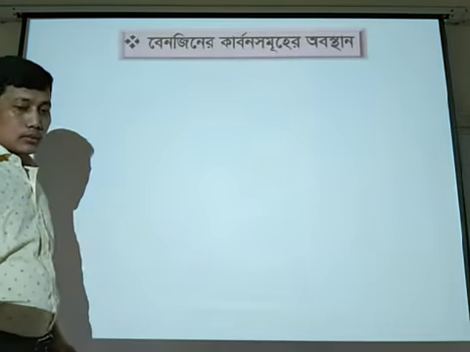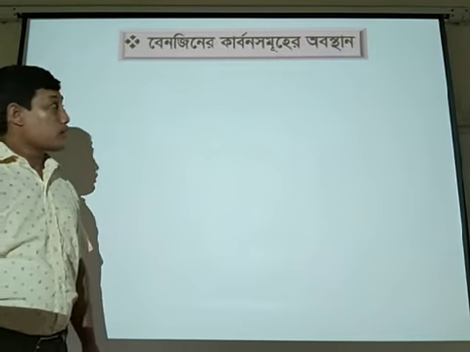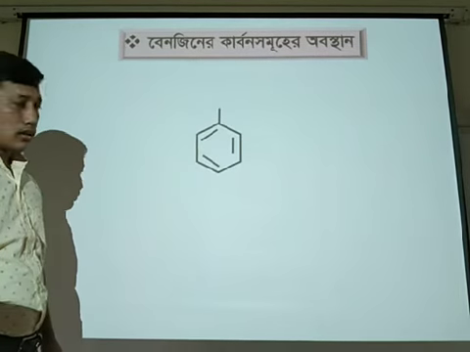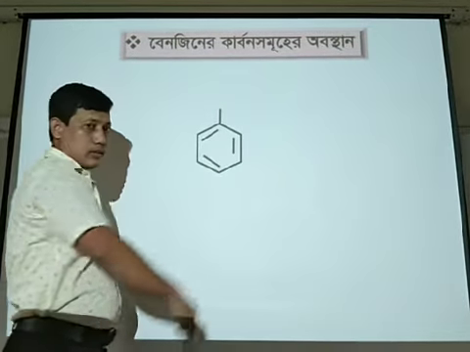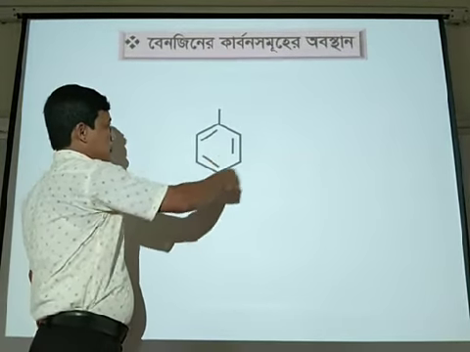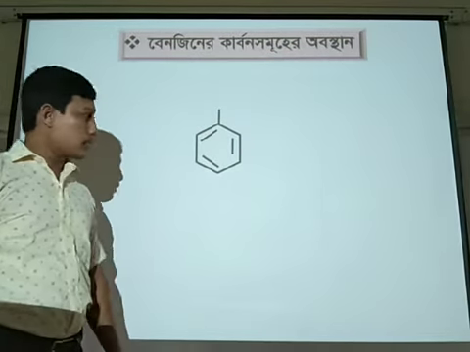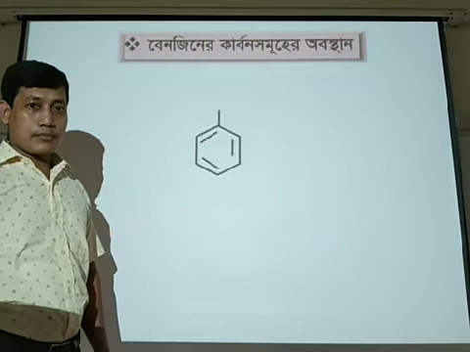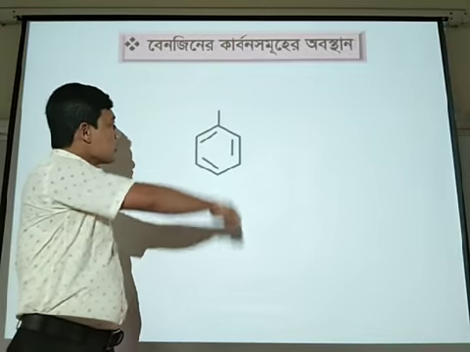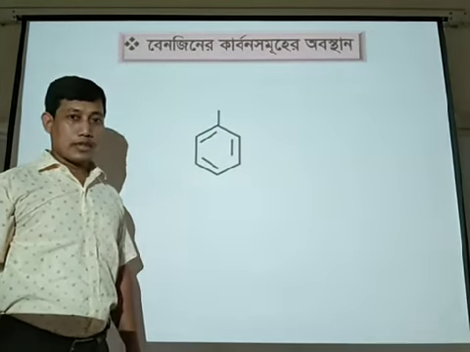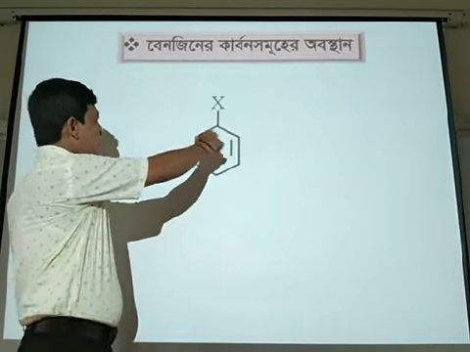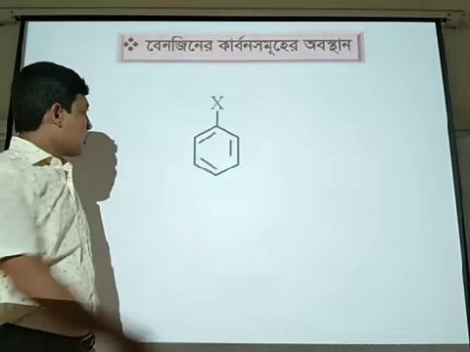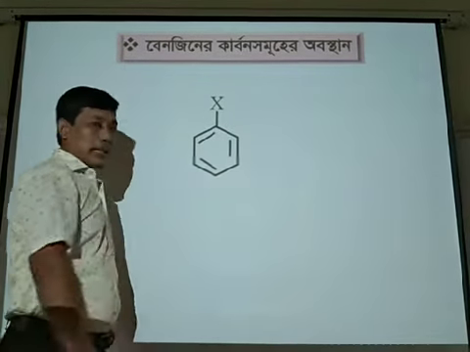Dear student, before going through this topic, we have to learn about the positions of carbon in benzene. See, this is the structure of benzene. Here the 6 carbon atoms are equivalent. But if any substituent is present in benzene, like X, then the carbon atoms will not be equivalent.